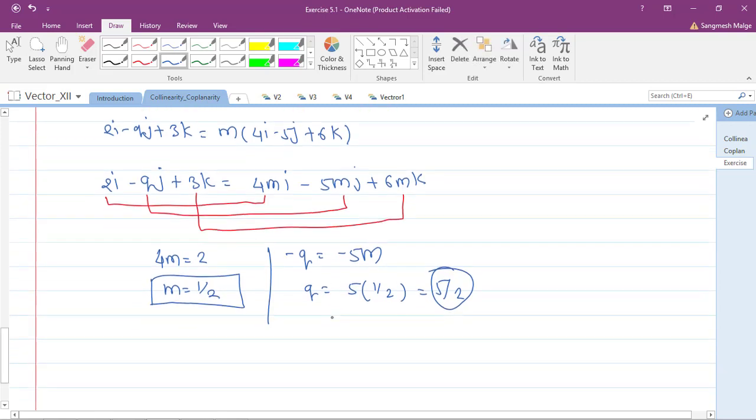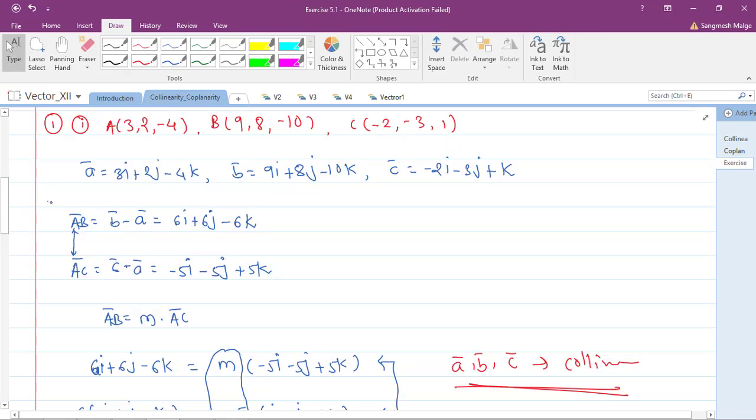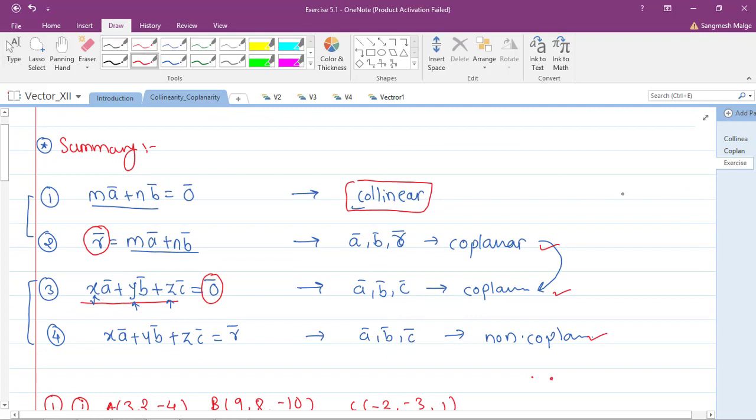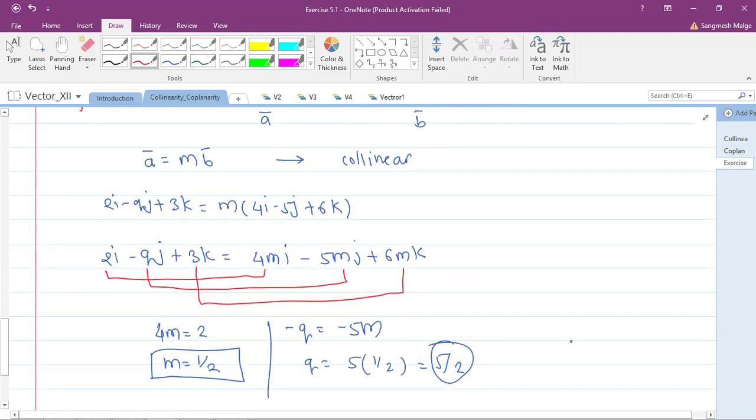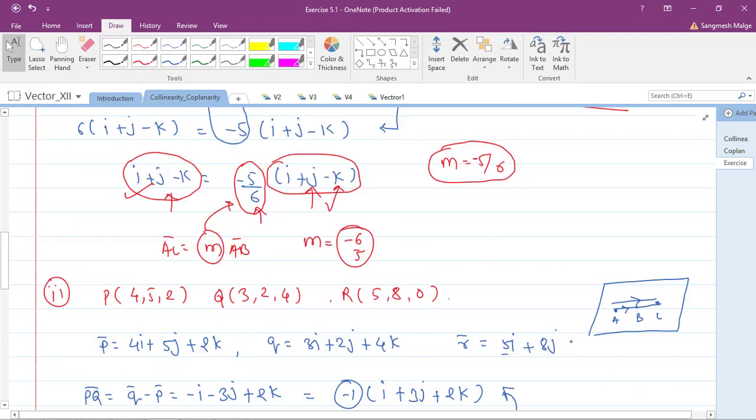Next question. Question number 3. See, this topic is very simple, provided that you understand this concept. I have discussed this concept in detail in my previous video. Please go through that video if you have not understood. We will be solving each and every question from exercise 5.1 based on these 4 points only.